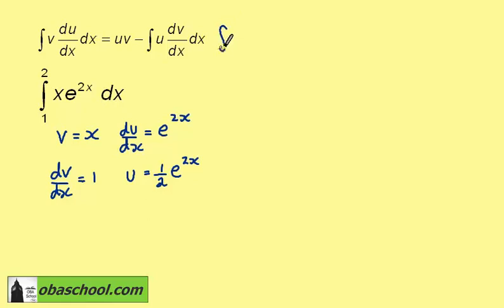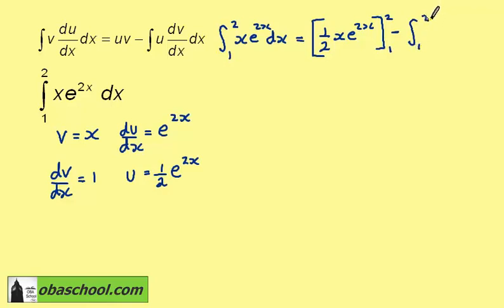So therefore, the integral from 1 to 2 of x e to the 2x with respect to x is uv, and this part is already integrated, so that's a half x e to the 2x in squared brackets from 1 to 2. Take away the integral from 1 to 2 of v du/dx, which is just a half e to the 2x.